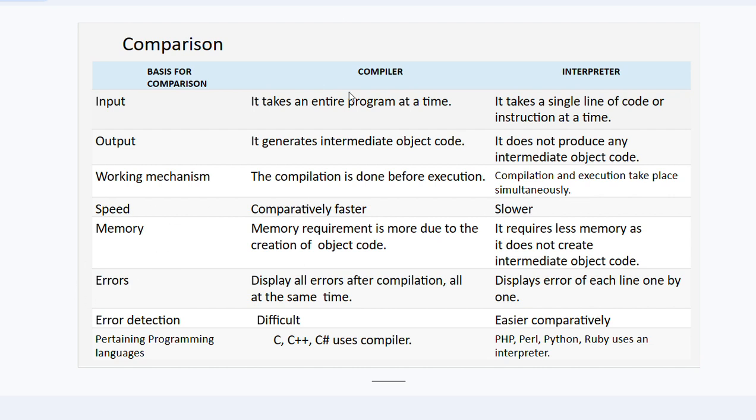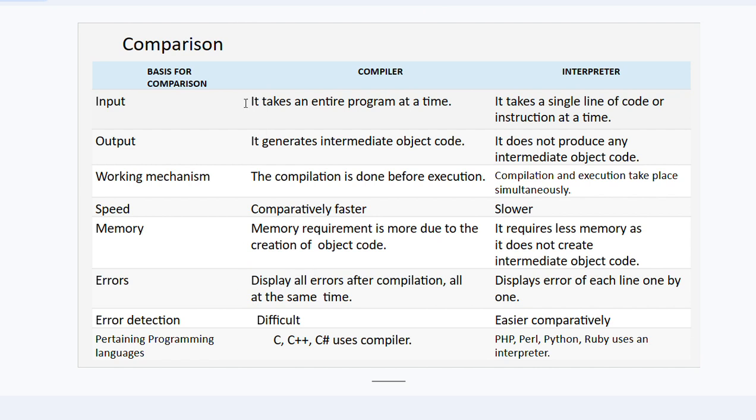And while talking about speed, compiler is comparatively faster as it takes the entire program at a time, and interpreter is comparatively slower as it takes a single line of code. Memory requirement is more due to creation of object code in compiler, and interpreter requires less memory as it does not create intermediate object code.